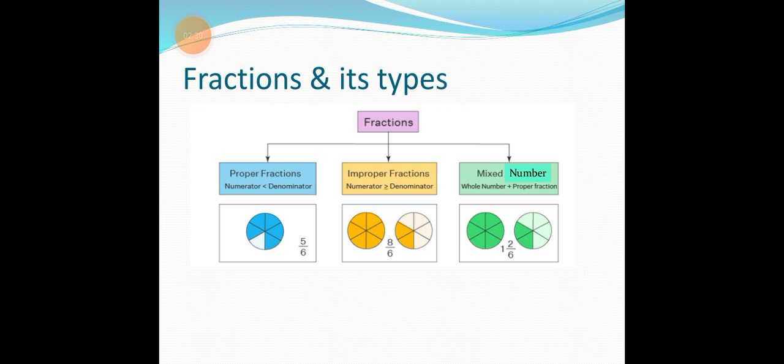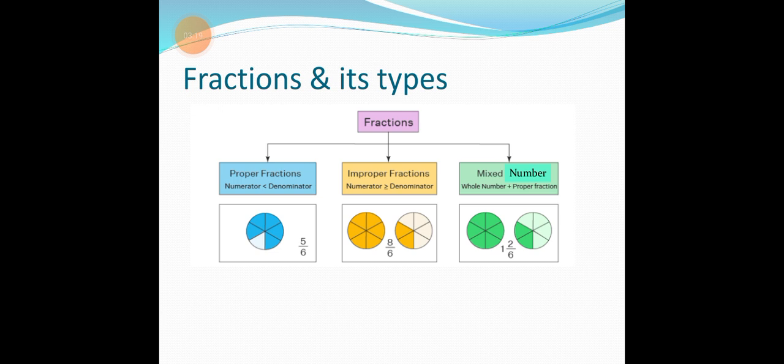Then fractions and their types. There are three basic types of fractions: proper fraction, improper fraction, and mixed number. A proper fraction is when the numerator is smaller than the denominator. If the total parts in this region are 6, out of which 5 are shaded blue, then the denominator is the total parts, 6, and the numerator is the selected parts, 5. So that is 5 over 6. By looking at the figure, we can say this is a proper fraction, because the numerator is smaller than the denominator.